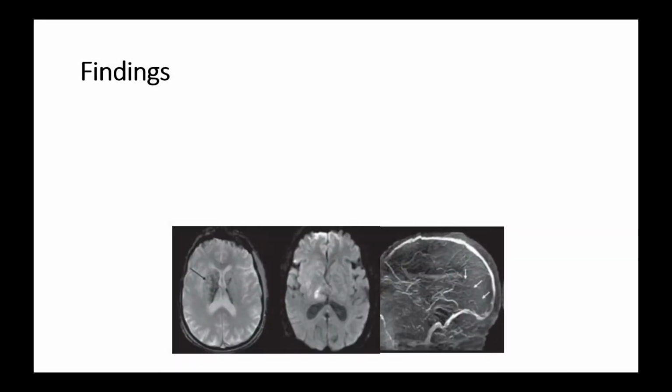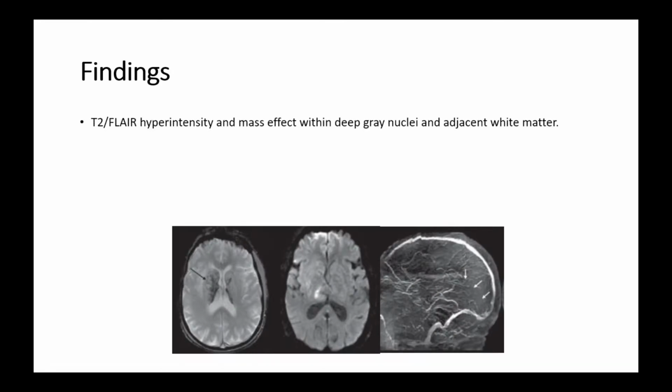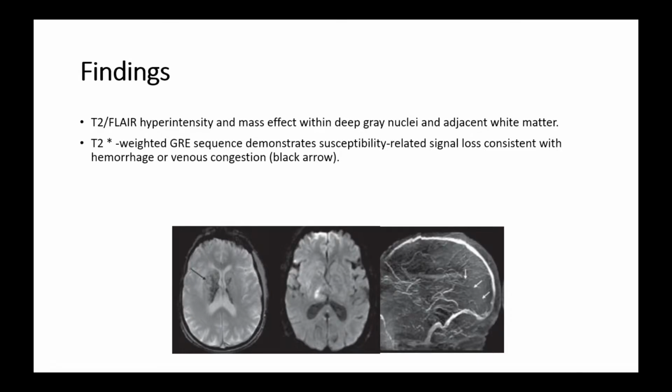We can see there are areas of hyperintensity on FLAIR and mass effect within the deep gray nuclei and adjacent white matter. There is also, on the T2 star weighted gradient sequence, a susceptibility related signal loss consistent with hemorrhage or venous congestion, and this is demonstrated by the black arrow on the gradient.